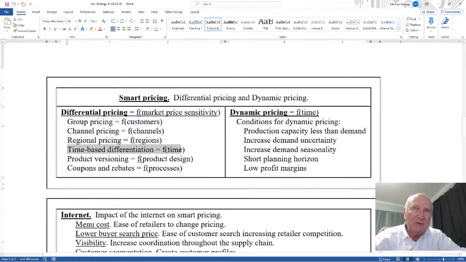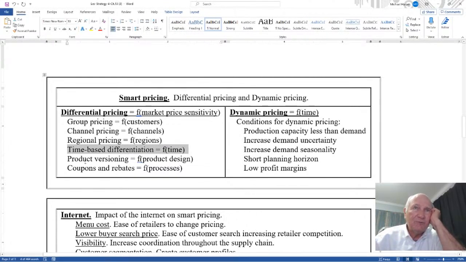Time-based differentiation over time. This time is different than this time. This time is just a function of time. The time-based differentiation is a function of time sensitivity. In other words, over time they'll become more sensitive or less sensitive to the market.